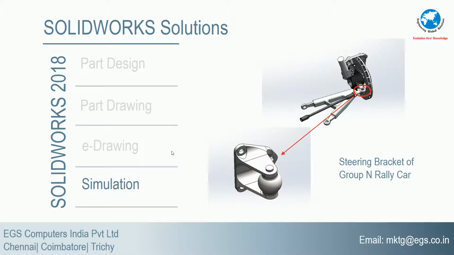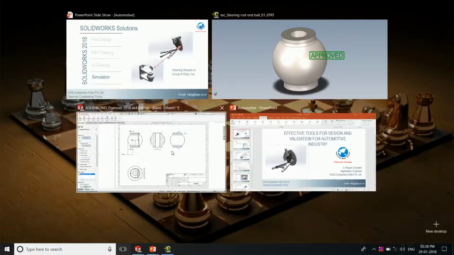Next we are going to see about simulation. Simulation is to validate the component, whether the component will meet our requirement, whether it can withstand the load we are going to apply, and how many times or how long it will apply. What will be the factor of safety can be determined through simulation.